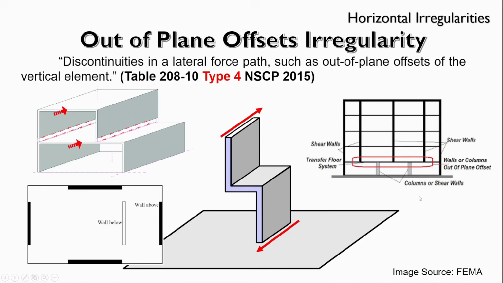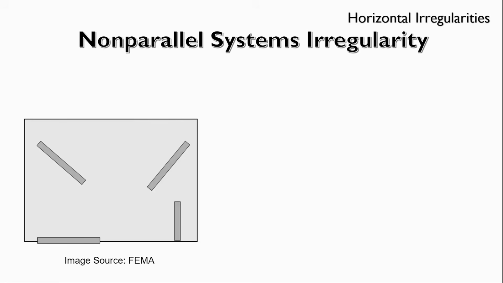So if there is a structure like this, then automatically we have an out-of-plane offset regardless of any percentage, because there is no threshold here. So next is the non-parallel systems irregularity. As you can see, it's really obvious.